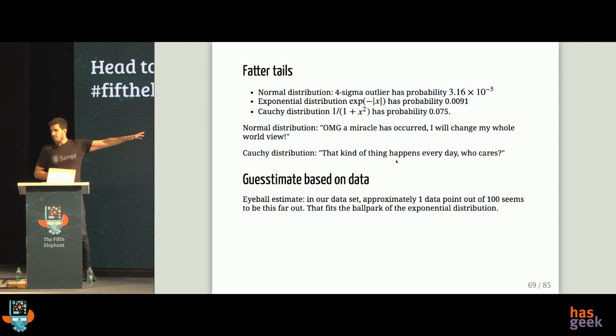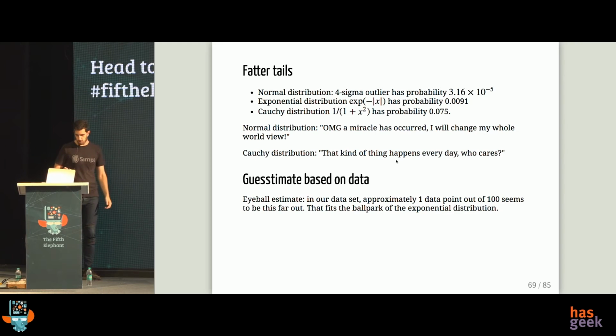So that was a data set with about 100 points, and one of them was kind of far out. It kind of agrees with exponential distribution. This is a very hand-wavy way to do it. There's more rigorous methods, but sort of a guesstimate that is hopefully plausible here.